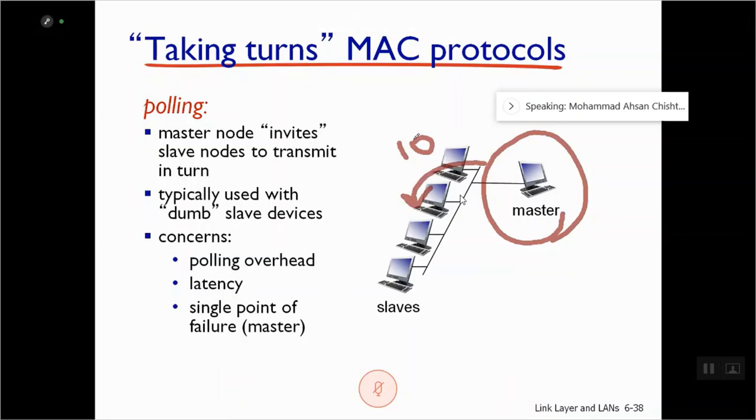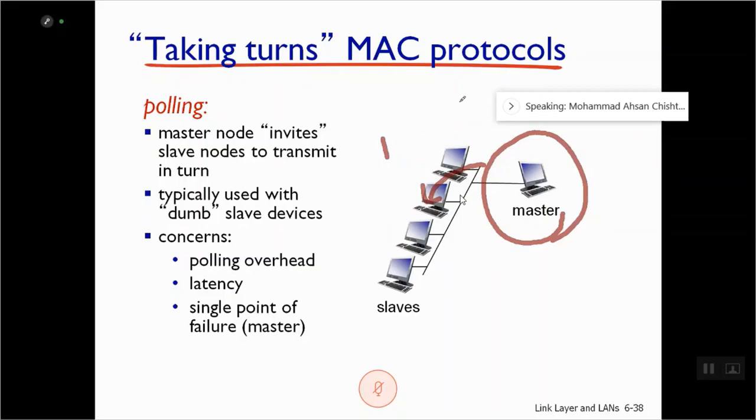Let's say it first has to send 20 frames. It sends the first 10 frames and then waits for its chance again. Then the master node goes to the third one, likewise the fourth one, and back to the first one, and then goes to the second one, and the second one has to transmit 10 more. It sends the next 10.